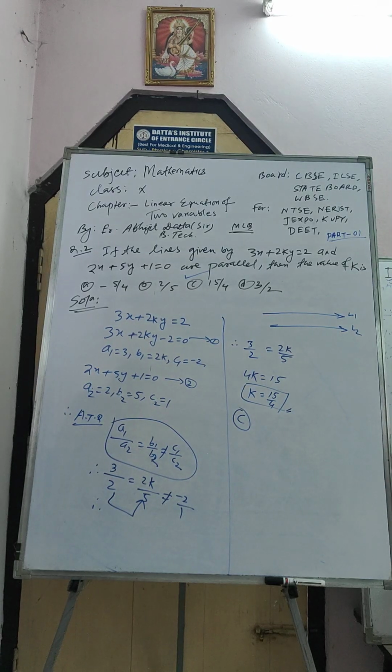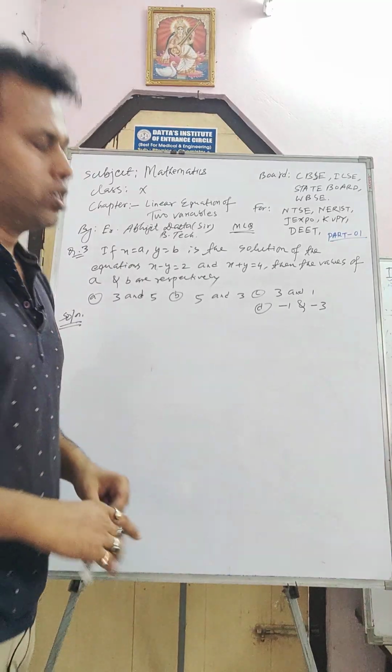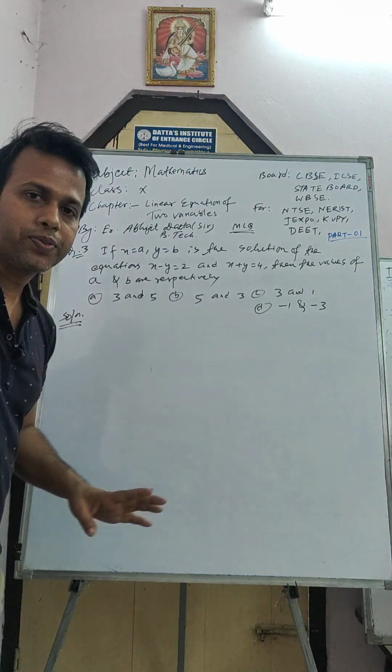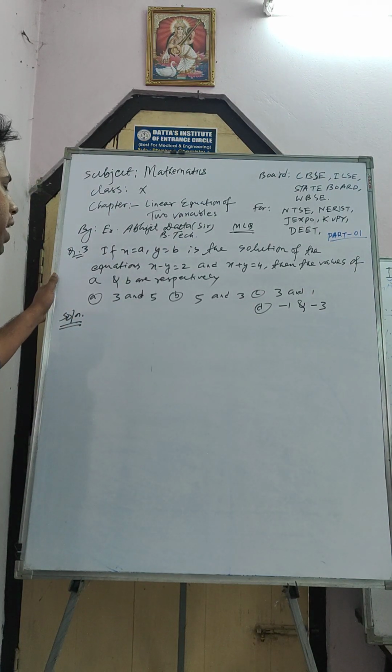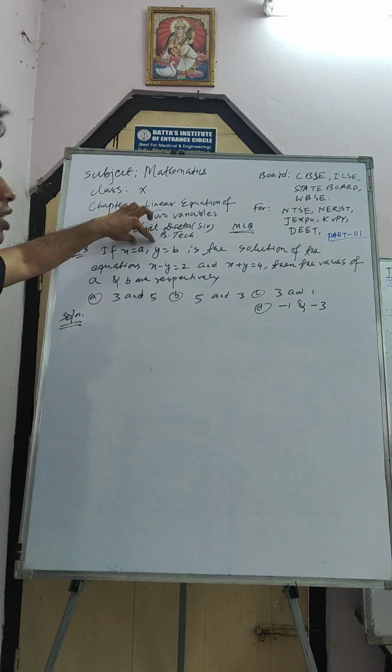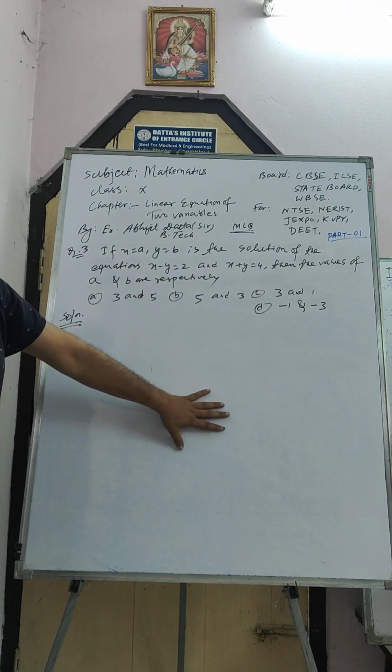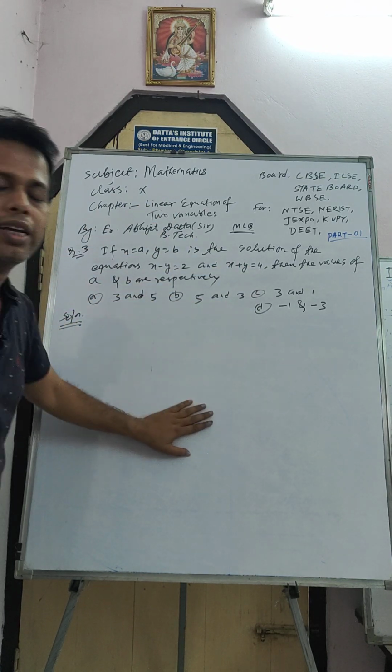There is question number 3. So our next question, that is question number 3. If x equal to a and y equal to b is the solution of the equations x minus y equal to 2 and x plus y equal to 4, then the values of a and b are what? We have to find out. That is the given solution. The value of x is given, y is given, and 2 equations are given. So we have to find out the value of a and b.